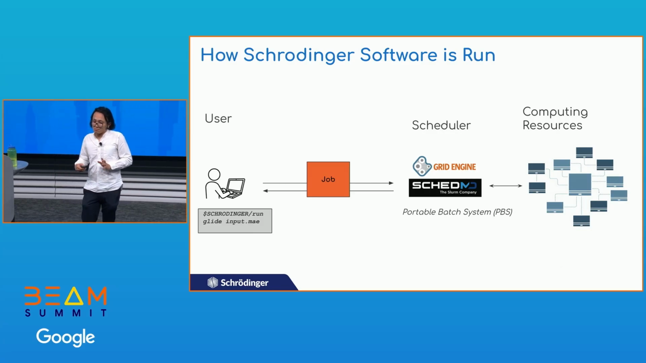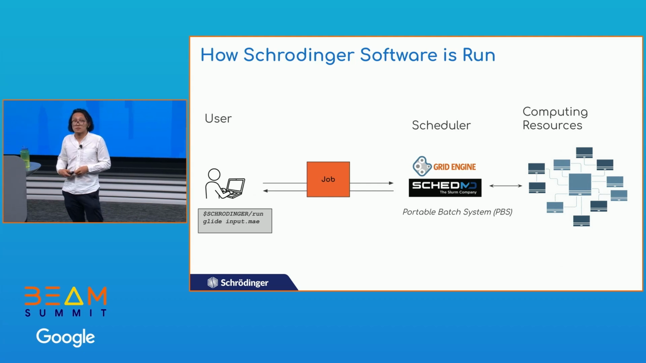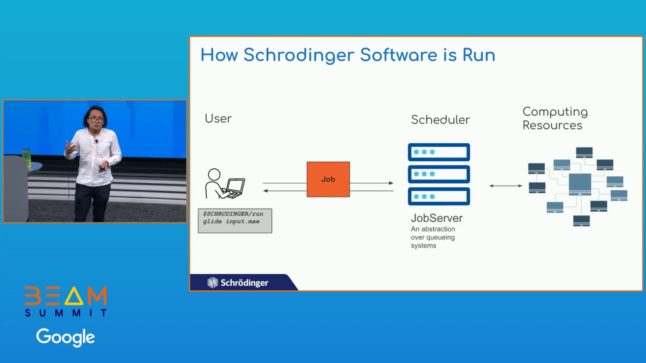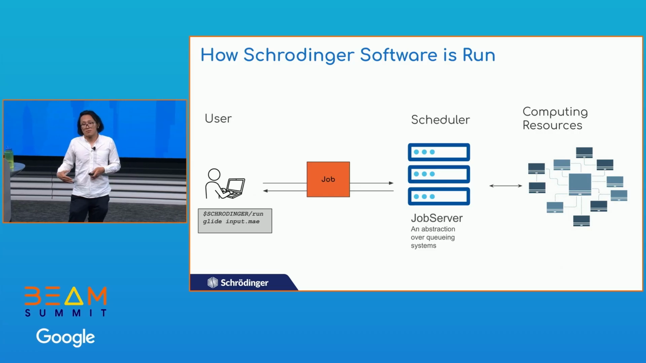From there, these scientific workflows take too long to run on local consumer laptops, so it's required that they have their own computing resources. Yeah. So we abstract over these different schedulers with a component we call Schrodinger Job Server. Our job server handles interfacing with any of these schedulers.